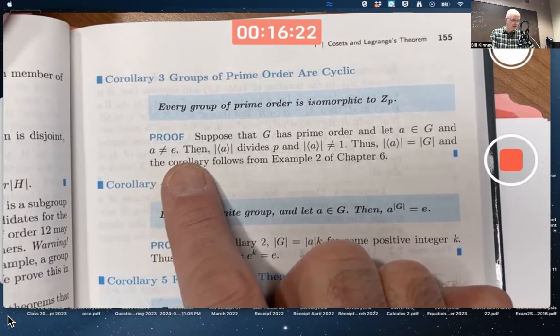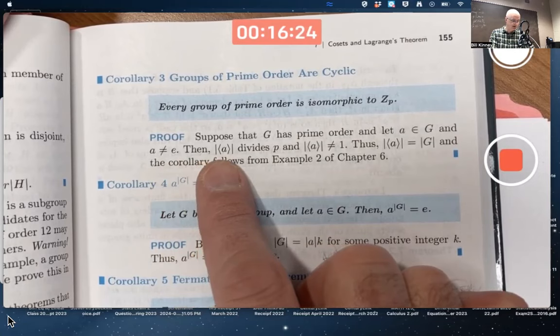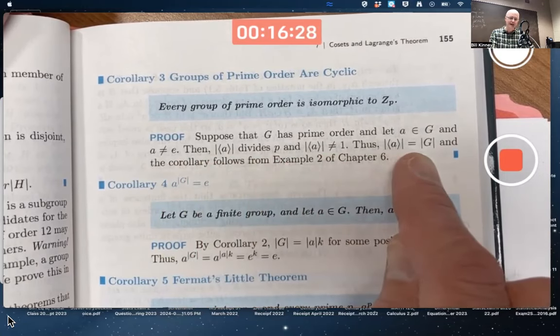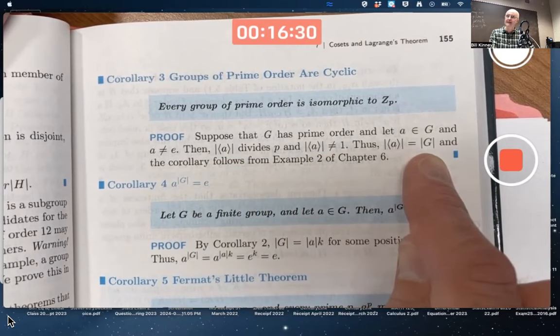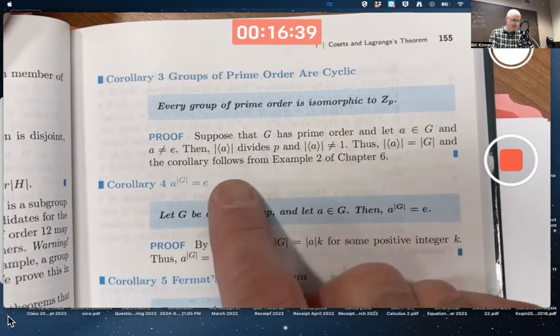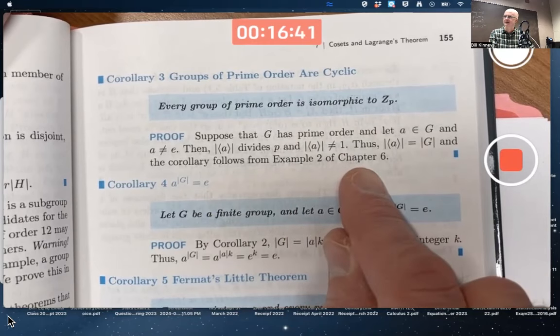Suppose G has prime order p and a is in G, but not equal to the identity. This looks like our proof. Then the order of the cyclic subgroup generated by a divides p, and it's not equal to 1. Therefore, the orders are the same. And we said that means G is the same as the cyclic subgroup generated by a. But they're saying the corollary that it's isomorphic to Z_p follows from an example in chapter 6.